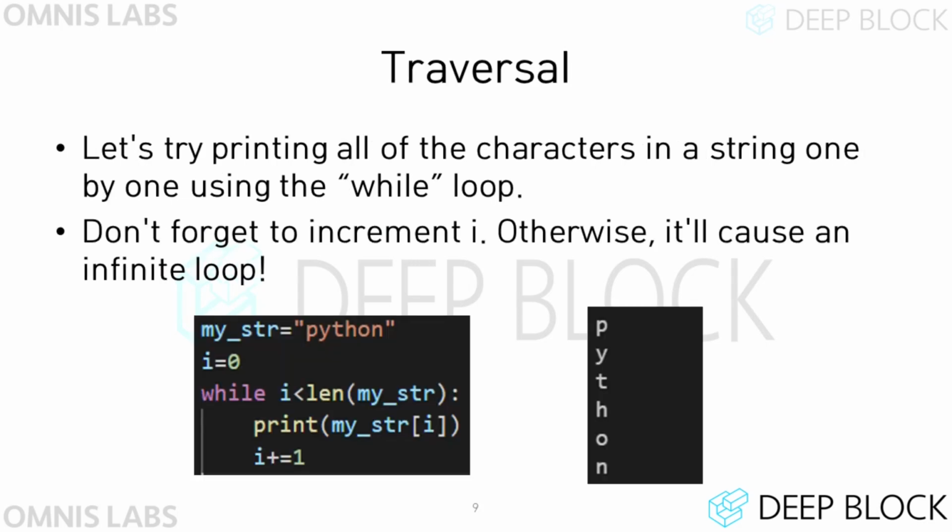Let's print all characters in the string one by one. Assign the value Python to the variable myString and initialize i to 0. Execute the while loop until i is less than the length of myString. Print each character in myString using i as the index. Increment i by 1 and continue the iteration. Note that if i is not incremented by 1, the same character is printed indefinitely. If you run this program, you can see that each element of the string is printed per line.